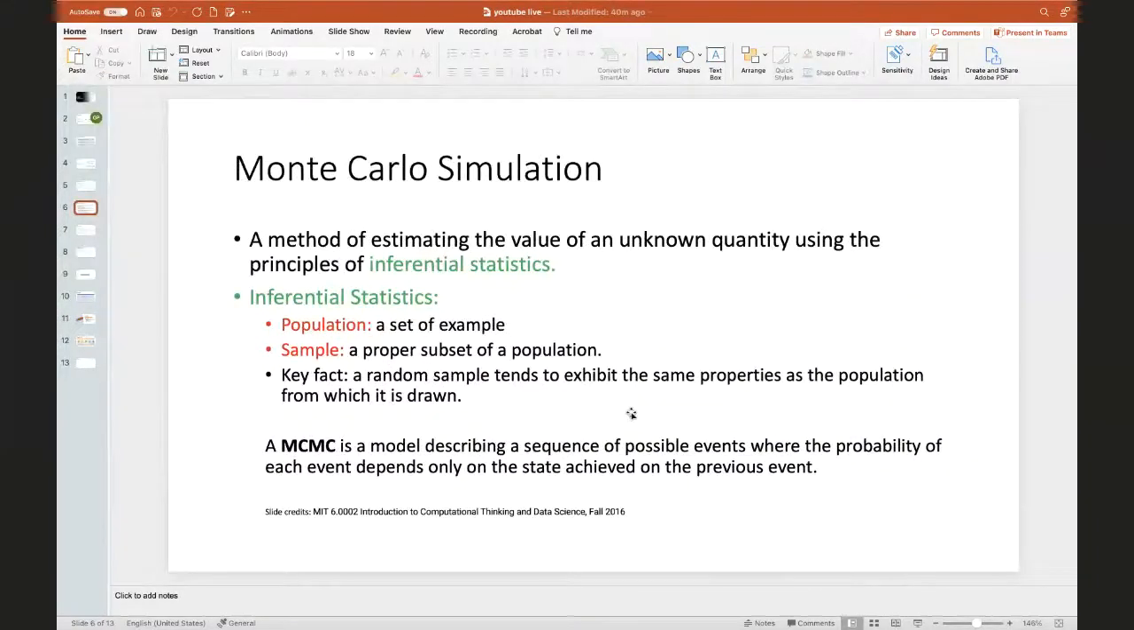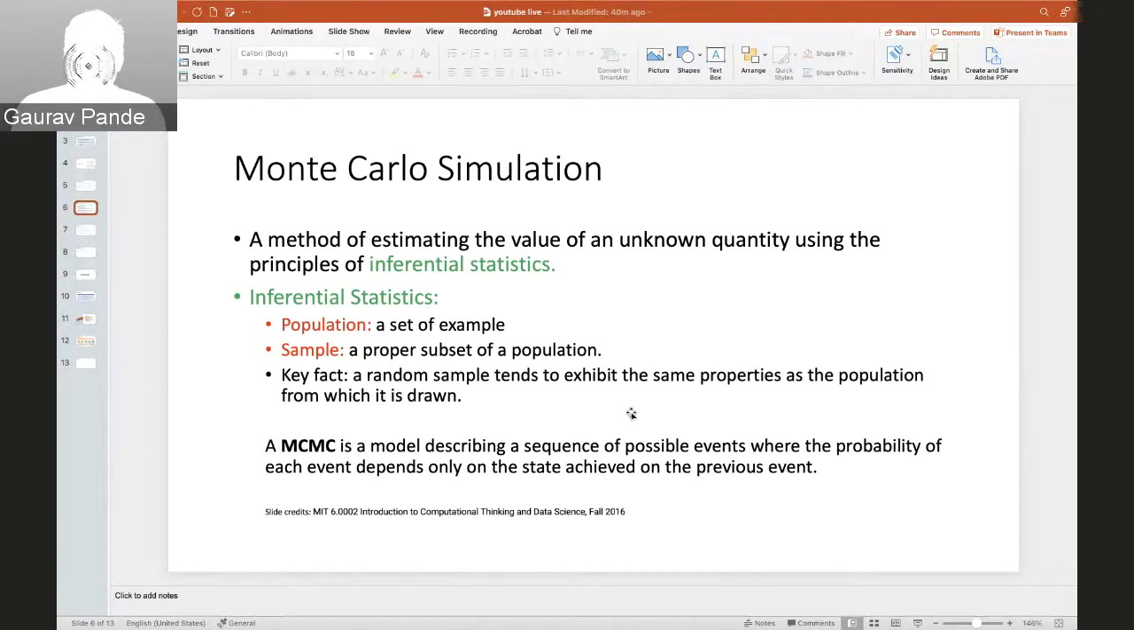Then the second part of the assignment will majorly deal with Monte Carlo simulation, which is basically a method of estimating the value of an unknown quantity using the principles of inferential statistics. Now, what is inferential statistics? It basically means that you are given a population, and this population is also known as the universe. And let me take an example to explain this.